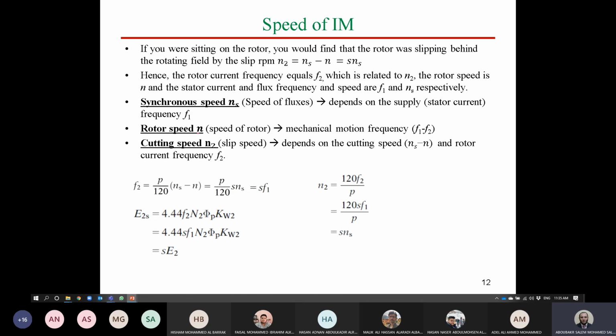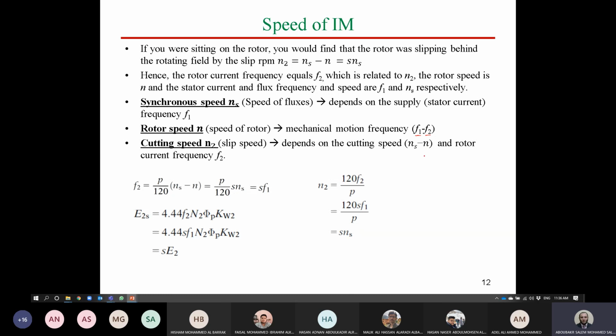The rotor speed, which is the average speed as we discussed, depends on the difference between the stator frequency and rotor frequency, which are F1, the stator supply frequency, and F2, the rotor current frequency. And this is called N. What will be the value of N now? We can say N equals Ns minus N of the cutting speed. The cutting speed, which is N2, or we can call it slip speed, is Ns minus N of the rotor.